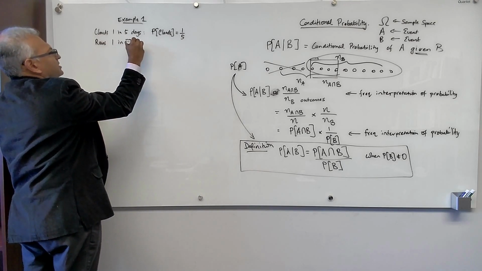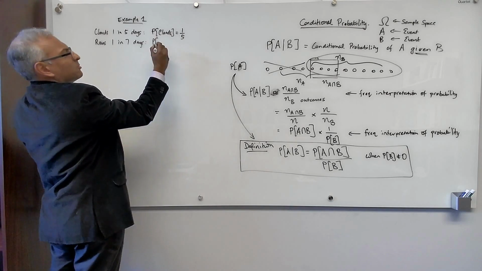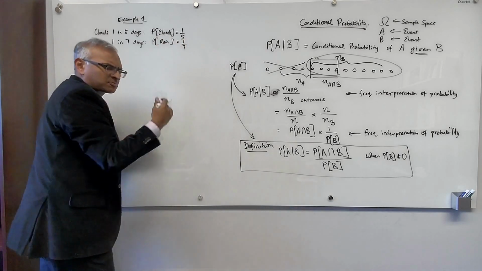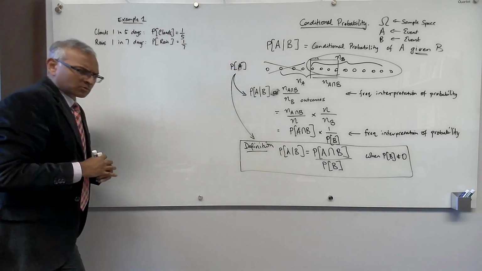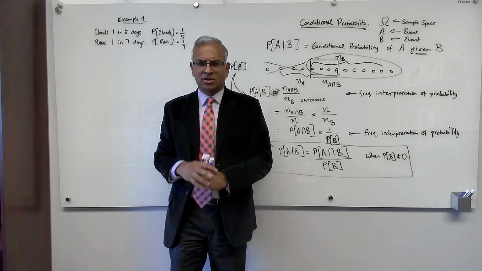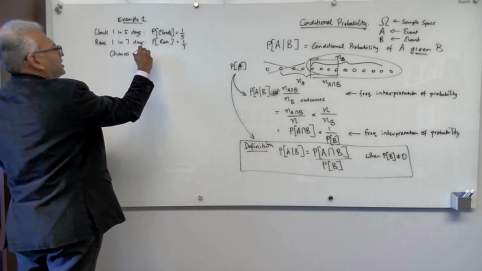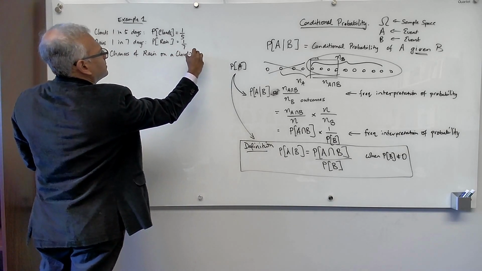1 in 7 days. So if you picked a random day, the chances of rain, the probability of rain is 1 over 7. This is approximately correct for the Northeast. Okay. Now, the question, what are the chances of rain on a cloudy day?